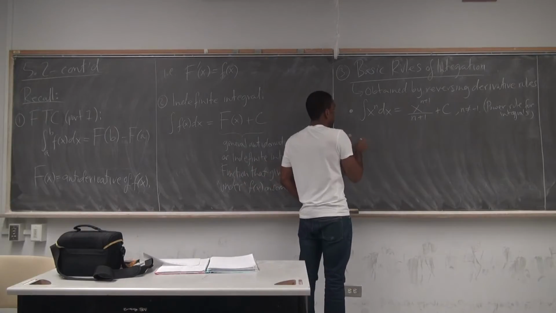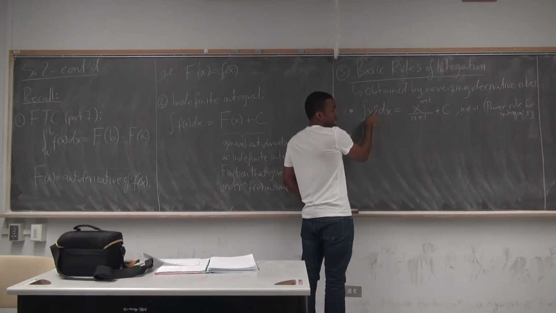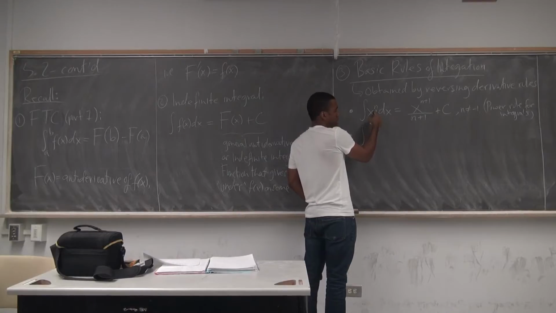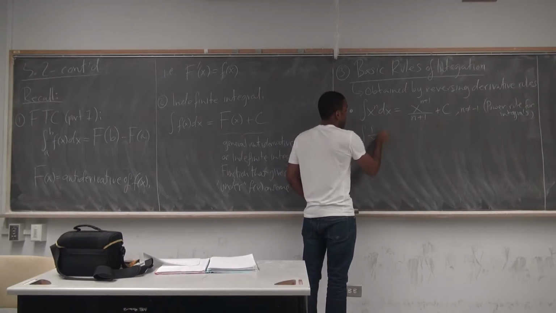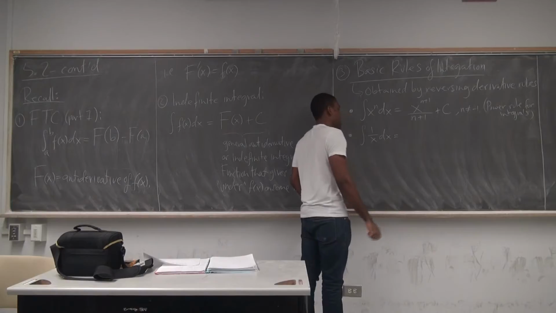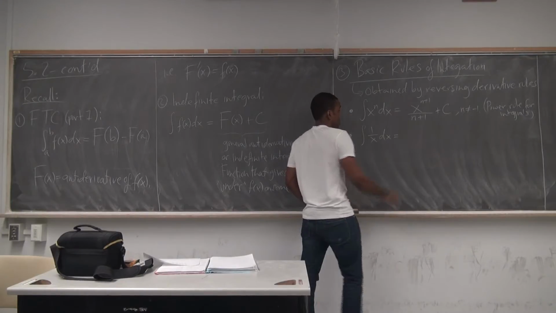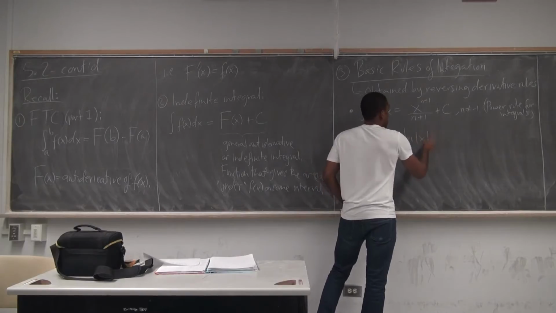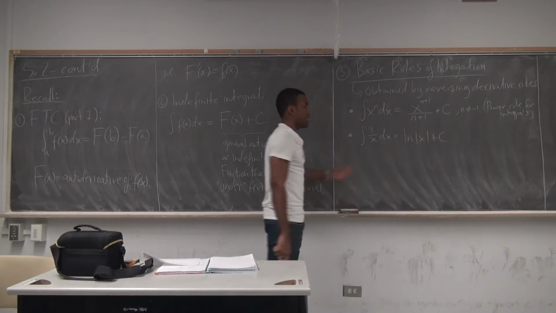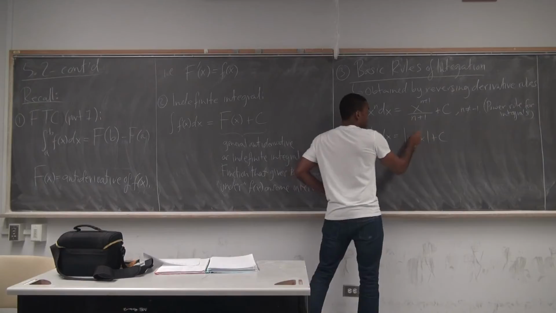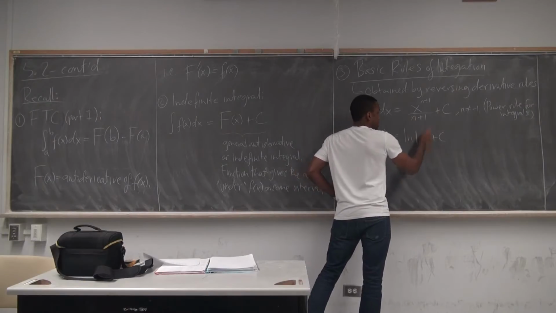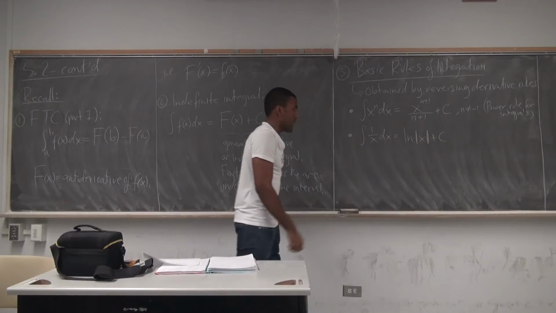We also had another one, in the case where n is equal to minus 1. x to the minus 1 is actually 1 over x. And for that one, we know the answer is what? It's ln. So we come back to ln, because if I take the derivative of ln, I get 1 over x. Notice here that we have absolute values, so your x can be positive or negative.